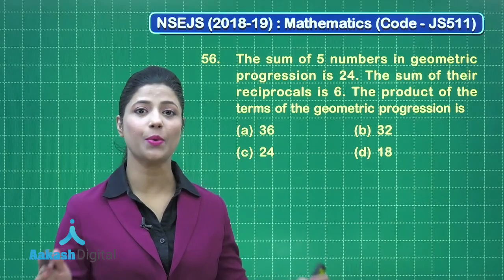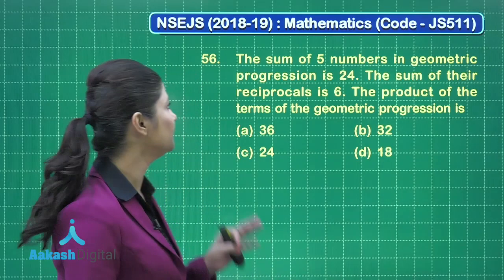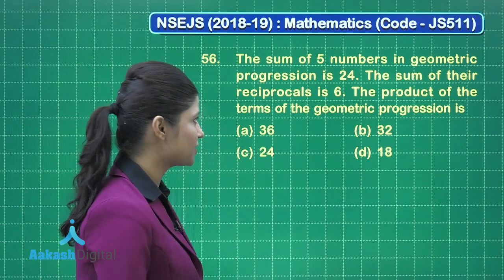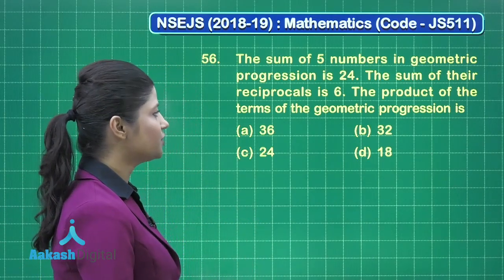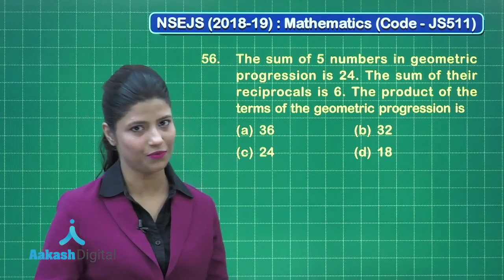Now let's discuss this question number 56. It states here that the sum of 5 numbers in geometric progression is 24. The sum of their reciprocals is 6. The product of the terms of the geometric progression is, out of these 4 options.